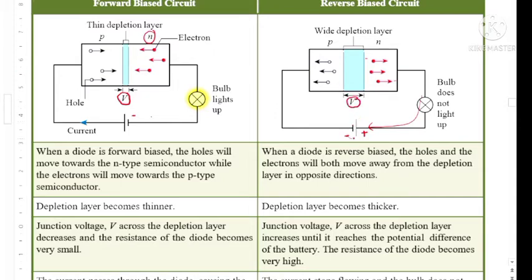Even though the voltage of battery is quite high, it still cannot overcome the junction voltage. Thus, there's no charge carrier able to cross the junction now. Or we can say the circuit is broken. Diode does not allow current to flow in the circuit. So we can see the bulb does not light up. So can you see the difference or not between forward bias and reverse bias circuit? So you must be able to explain this situation when diode is forward bias circuit or reverse bias circuit.